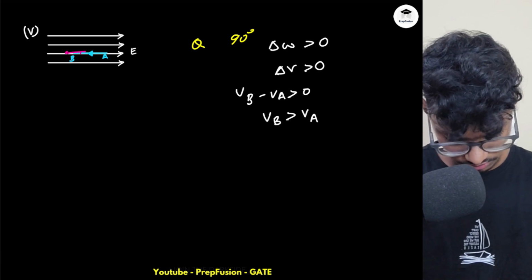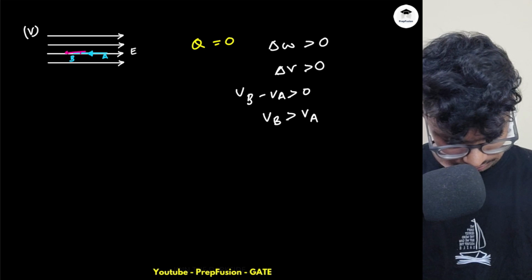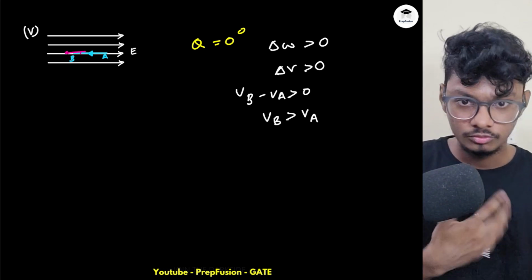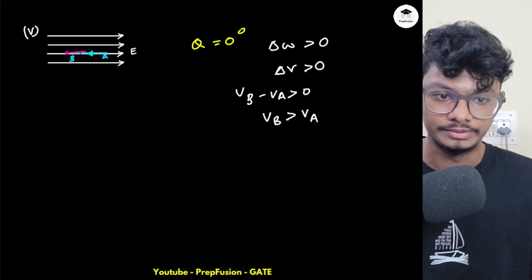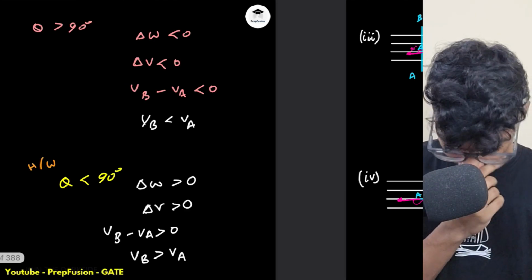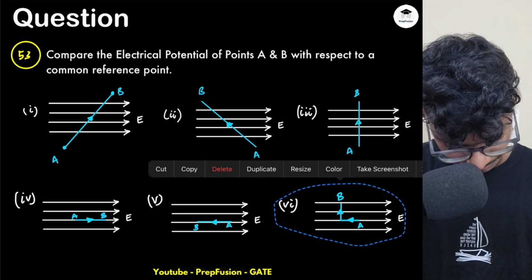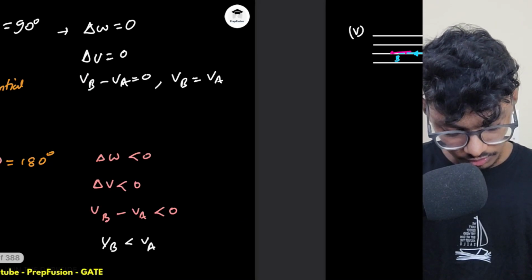Theta is 0. Okay, so delta W will be greater than 0, delta V will be greater than 0, and VB will be greater than VA. Now this final case is a bit interesting. Can you tell me what will happen in the final case?